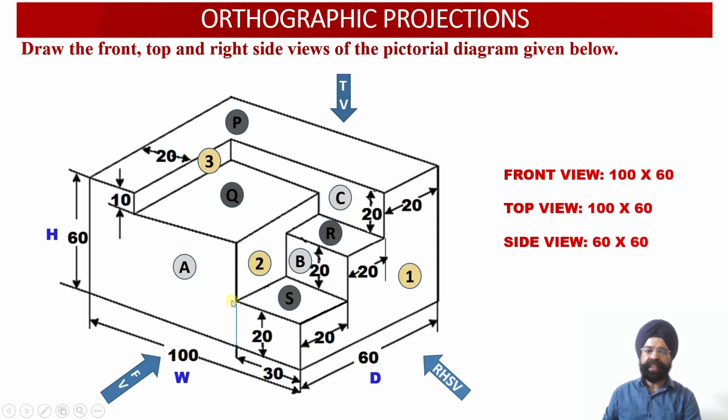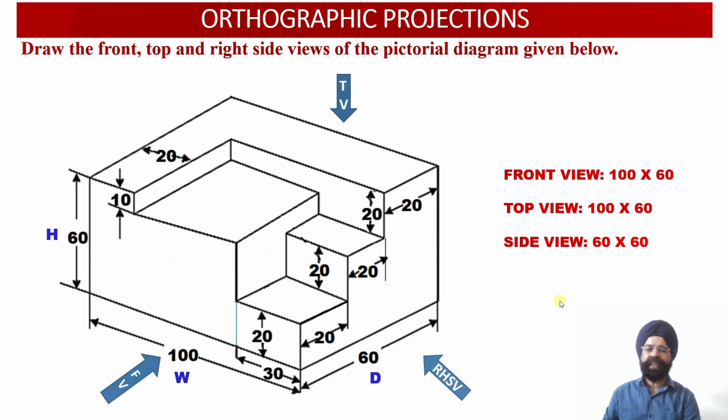Similarly, surface 2 is an angular surface, and this surface also happens to be parallel to the profile plane. So again, the true shape of the surface will be viewed on the profile plane. And finally, this is the rectangular surface, surface 3, which will be viewed on the profile plane. Again, the true shape of surface 3 will be observed on the profile plane, since the surface happens to be parallel to the profile plane, right?